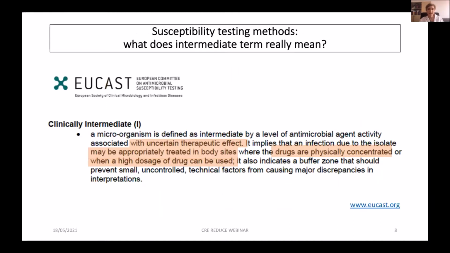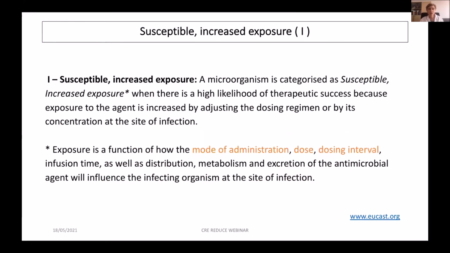And that's the reason why we moved from the EUCAST definition of clinically intermediate microorganisms, defined as microorganisms associated with uncertain therapeutic effects, that could have successful treatment when the drugs were physiologically concentrated at the site of infection or when a higher dosage was used. We moved from this definition to the definition of susceptible, increased exposure.